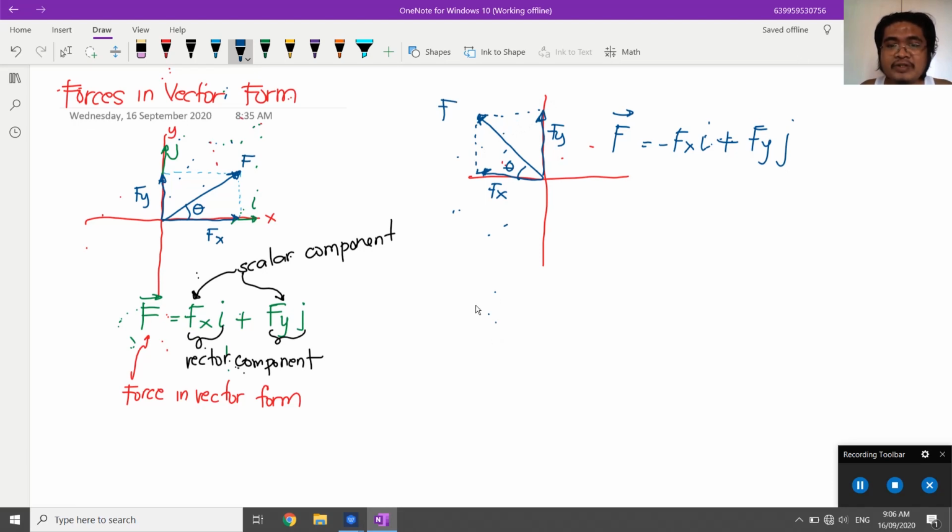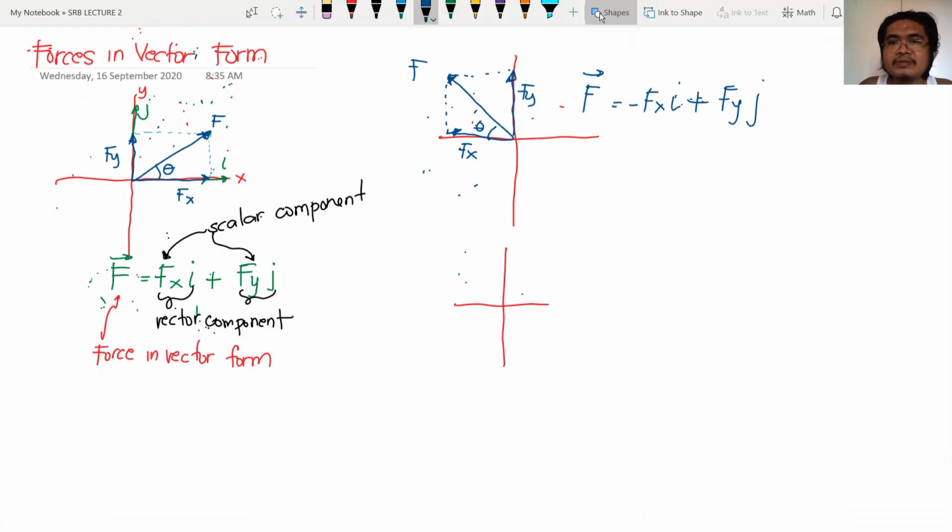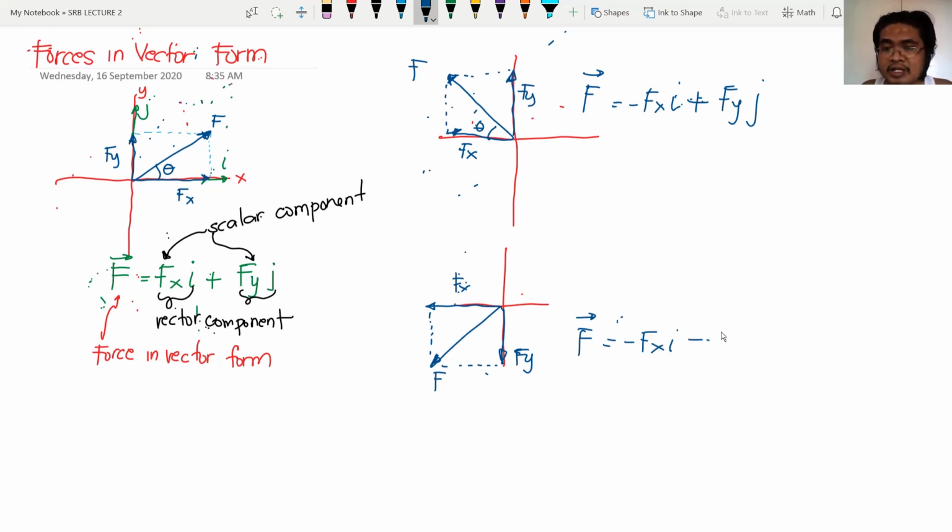It follows also that if it is in the third quadrant, here in the third quadrant, F, this is its scalar component Fy, and here is its Fx, therefore F is written as negative Fx i minus Fy j, because this is in the direction of negative j, and this is in the direction of negative i.